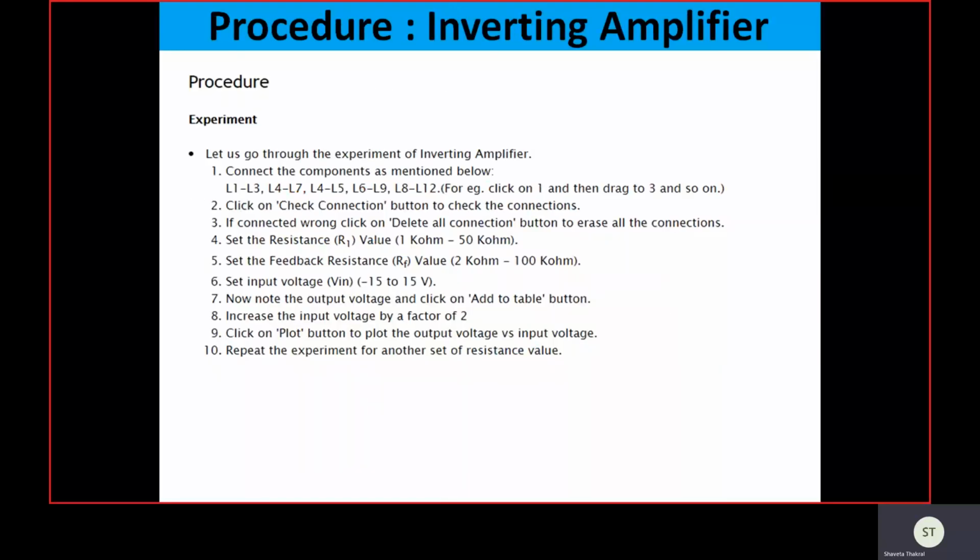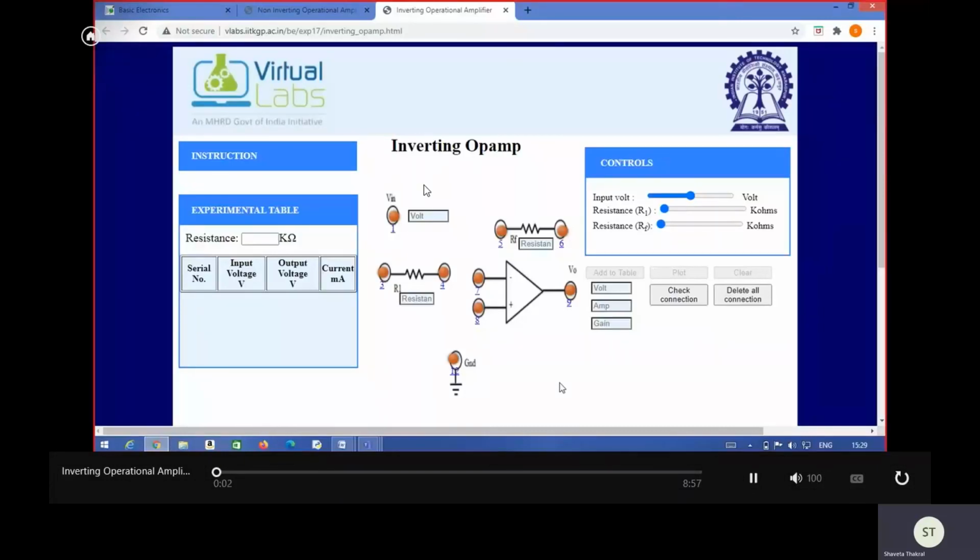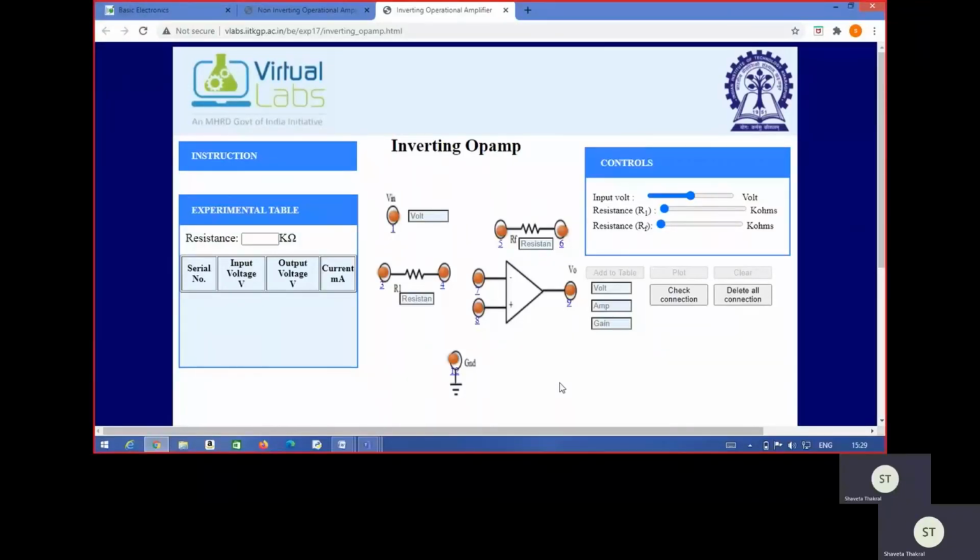And this is the procedure given to perform the experiment for the inverting amplifier. Now let's move to the website and perform the experiment step by step. Today we are going to perform the experiment via the virtual lab platform, and the aim of this experiment is to calculate the voltage gain of the inverting operational amplifier and plot its transfer characteristics.